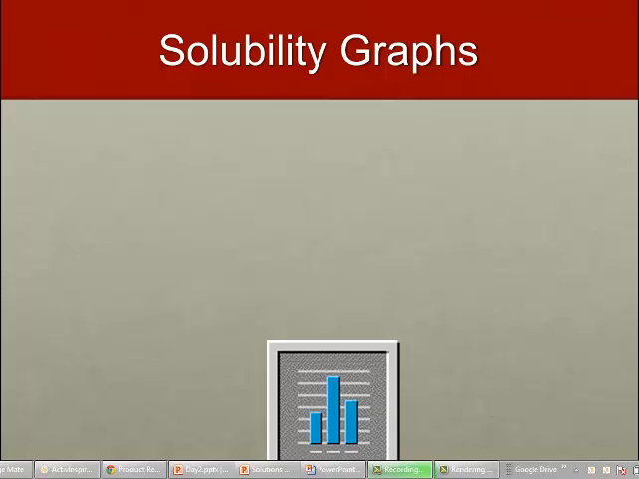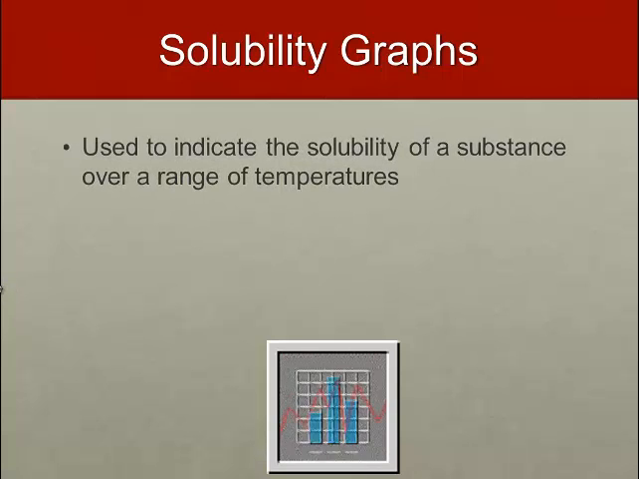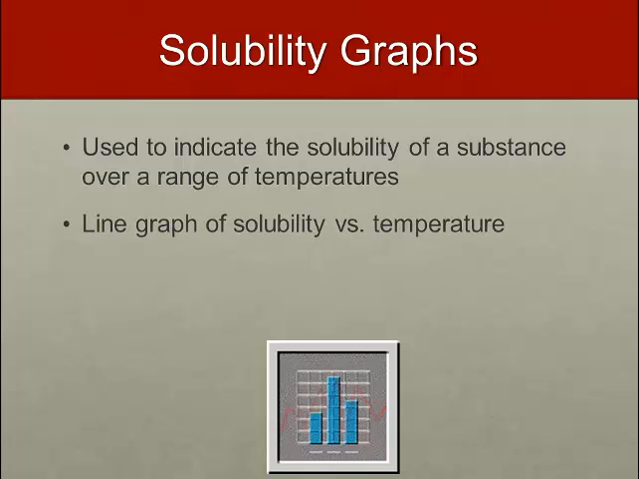Now remember, graphs are visual ways that we can represent data. In terms of a solubility graph, it helps us indicate the solubility of a substance over a range of temperatures, because the max amount we can dissolve varies from substance to substance, but it also varies from one temperature to another. So it's an easy way for us to figure out what the solubility of a substance is. It's a line graph of solubility versus temperature.